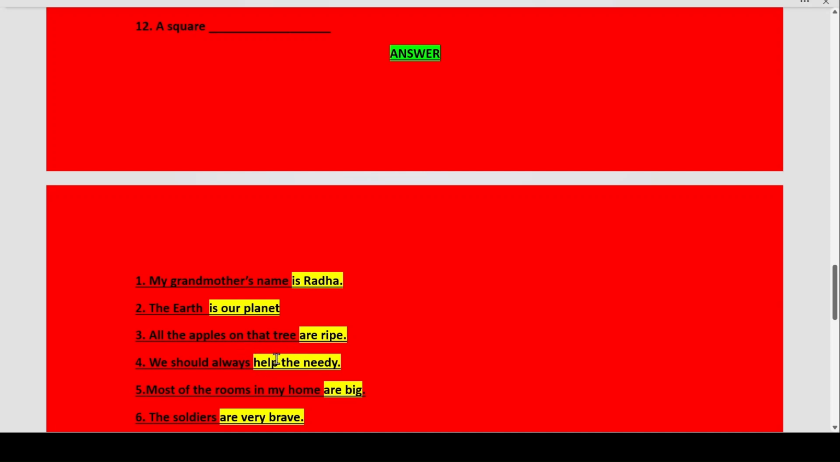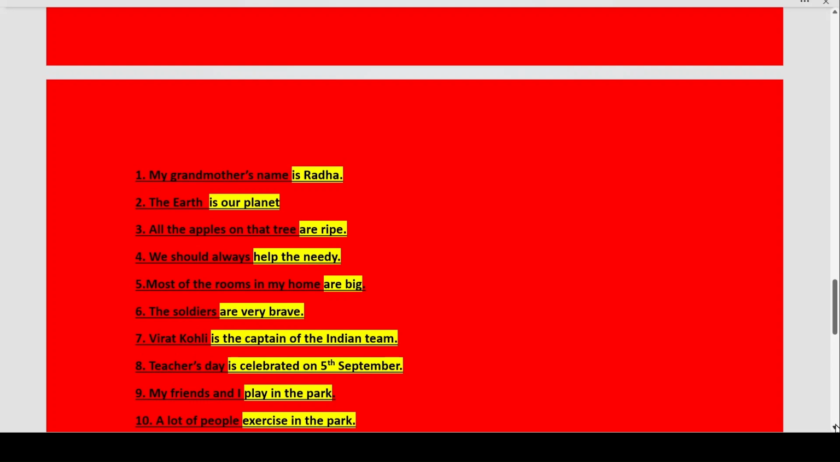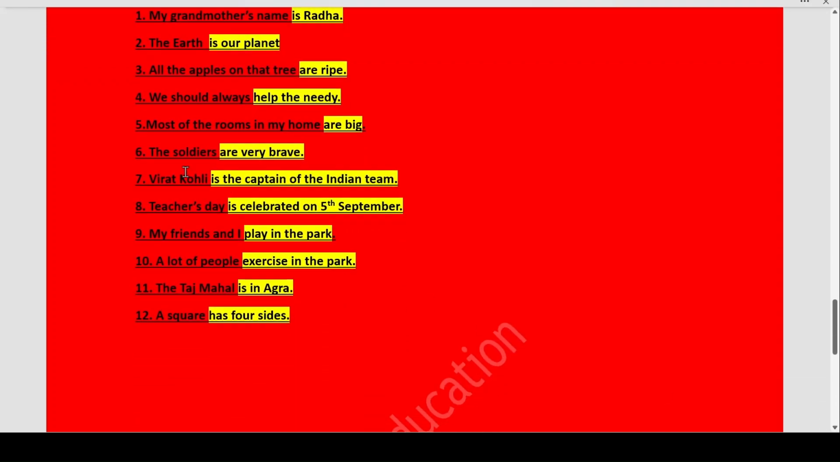Help the needy? Help. Most of the rooms in my home are big. What is the verb in are big predicate? Are. The soldiers are very brave. Are very brave is the predicate which I have given. What is the verb? Are. Virat Kohli is the captain of the Indian team. Is your verb. Teachers' Day is celebrated on 5th September. Verb is celebrated. My friends and I play in the park.